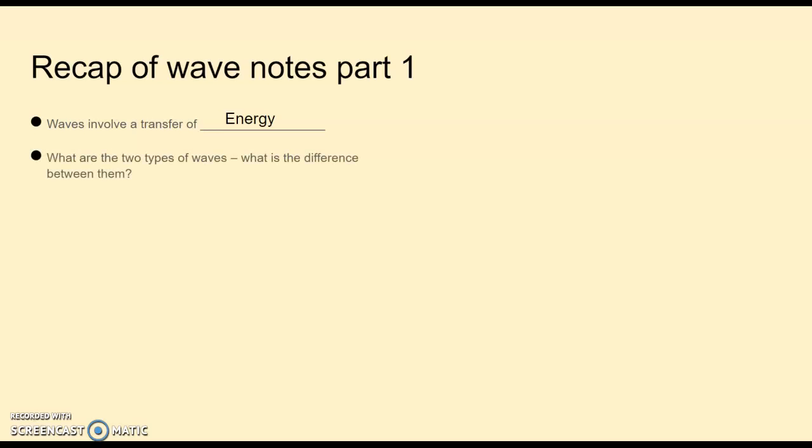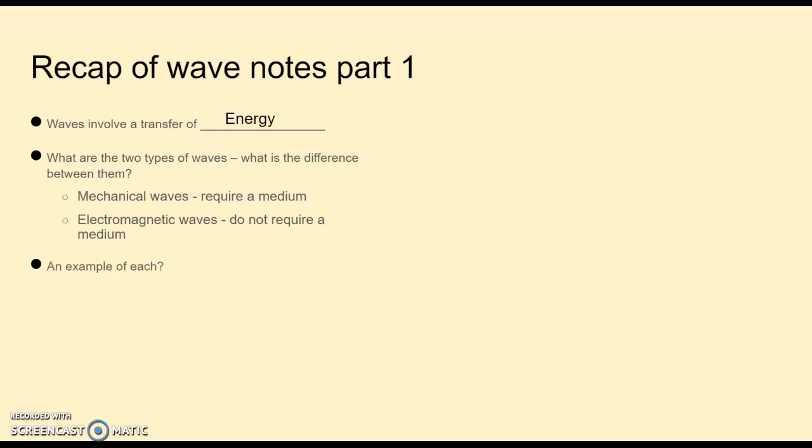We learned about two major types, so we need to know what those two types of waves are and what the difference between them is. We learned about mechanical waves, which require a medium. This is just something that energy travels through. And then there's electromagnetic waves, which do not require a medium. What's an example of each of these? For mechanical, these would be things like water or sound. They need something to travel through. Where electromagnetic waves would be something like X-rays or light, where they are able to travel through space. They don't need a medium.